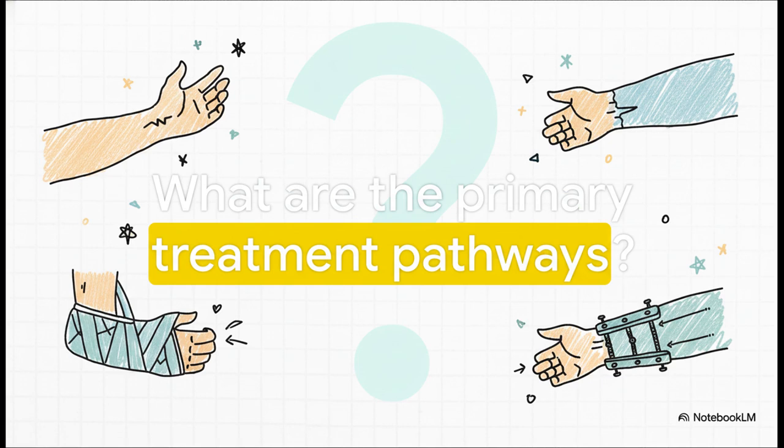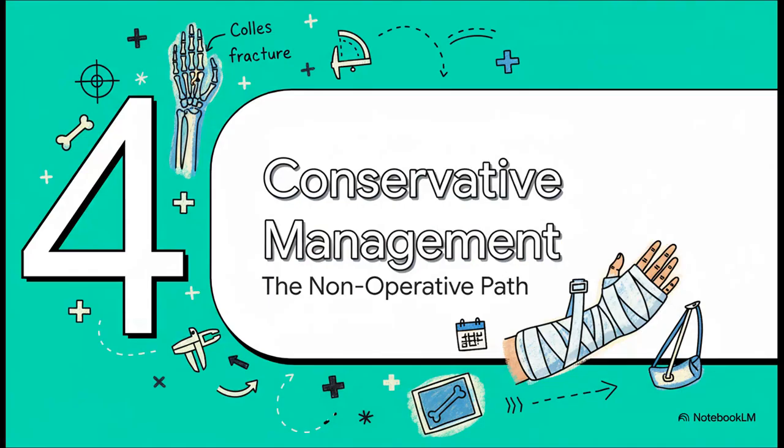All right, so you've diagnosed it, you've classified it, now what? We get to the big question. What's the plan? And really, the path forward splits into two main branches. We're either going conservative or we're going operative. Let's dive into Section 4, Conservative Management.